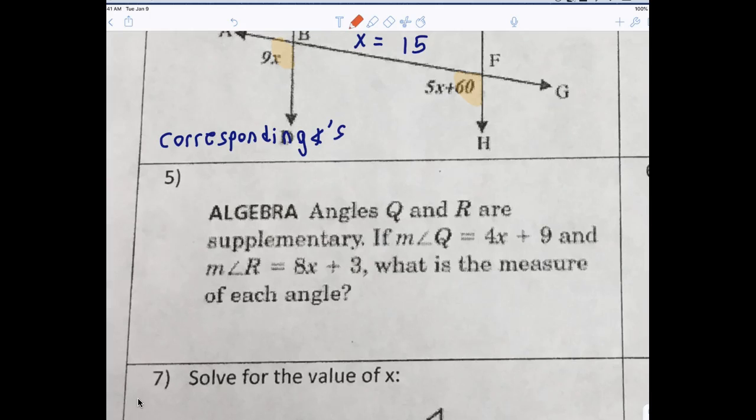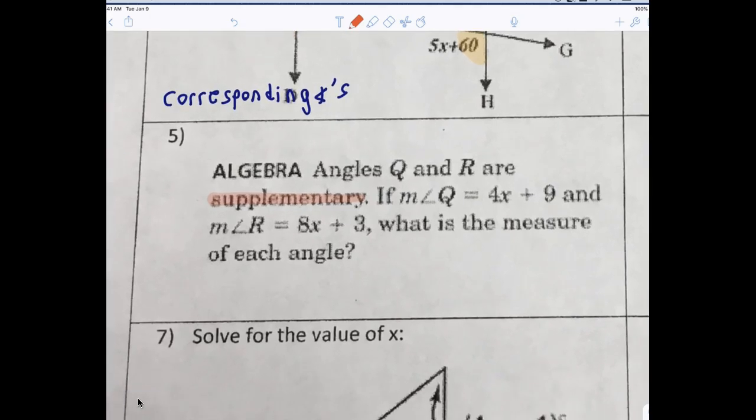Angles Q and R are supplementary. Tell me what that means. It adds up to 180. All right. Beautiful. So if the measurement of angle Q is equal to 4x plus 9, and the measurement of angle R is equal to 8x plus 3, what is the measure of each angle?